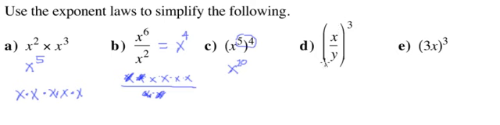The second last one is about distribution. If you have a power outside of parentheses, it applies to everything inside the parentheses. So that 3 is going to go there, and it's going to go there. That gives you x to the 3rd over y to the 3rd.